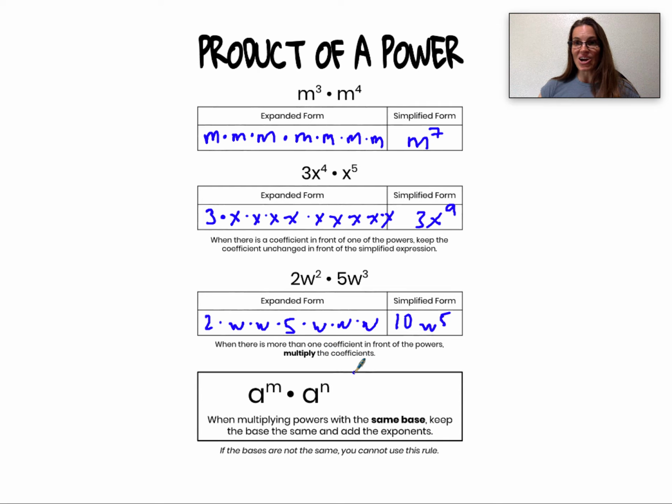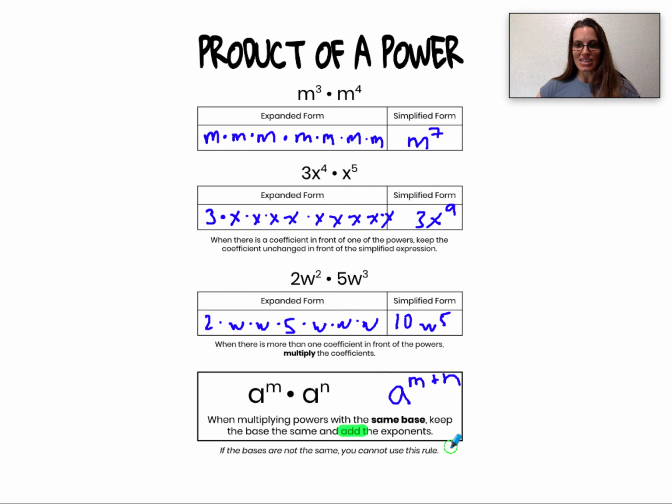Here finally is our rule, the product of a power rule. When multiplying powers with the same base, so I hope you notice same base, same base, same base, keep the base the same, so the base is going to be a, and then what did we do up here? How did we go from 3 and 4 to 7? From 4 and 5 to 9? From 2 and 3 to 5? Do you see what we're doing? When we are finding the product of a power, we keep the base the same, and we add the exponents.